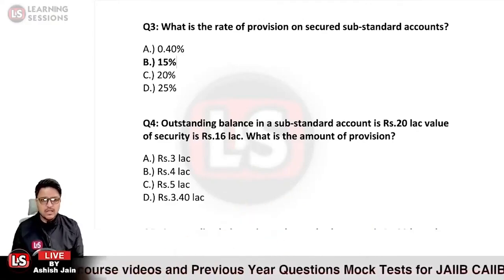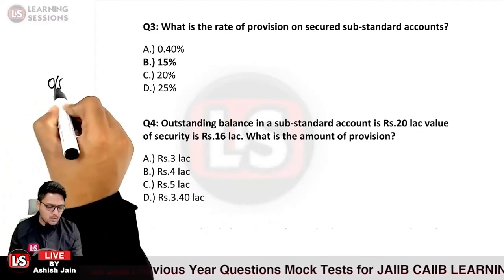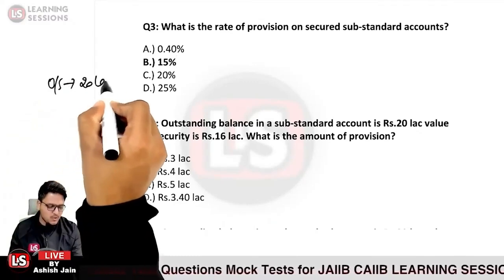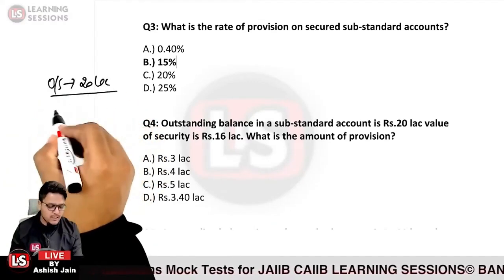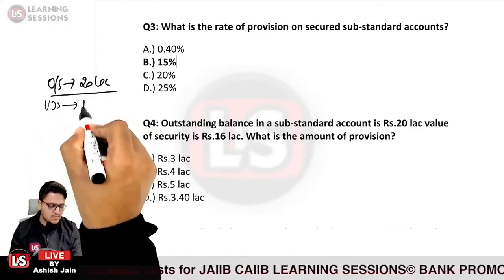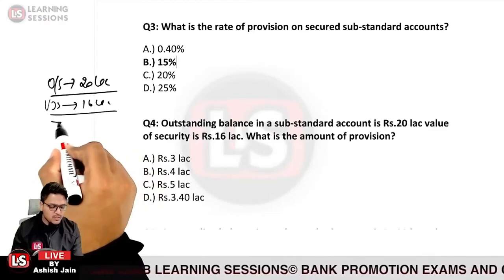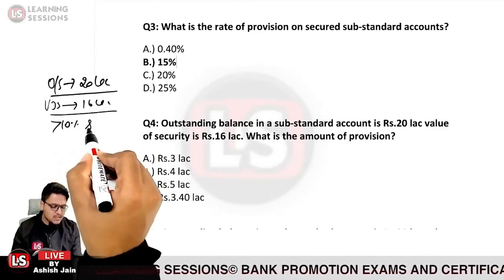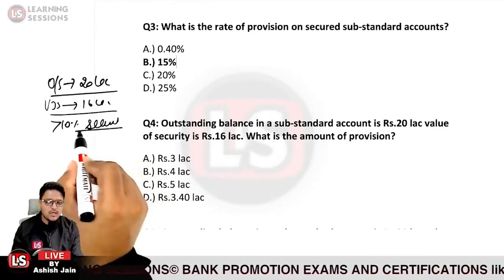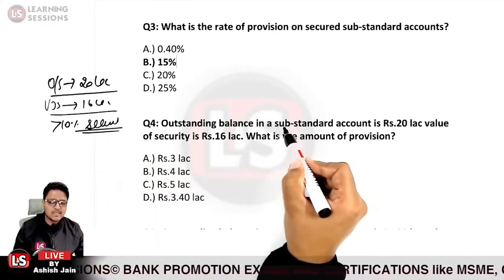We have an outstanding balance equal to 20 lakh rupees, and the value of security is 16 lakh rupees. So it will be a secured asset. Why is it so? If the value of security is greater than 10%, it is a secured loan. Now if it is a secured loan, it is classified as a substandard asset.